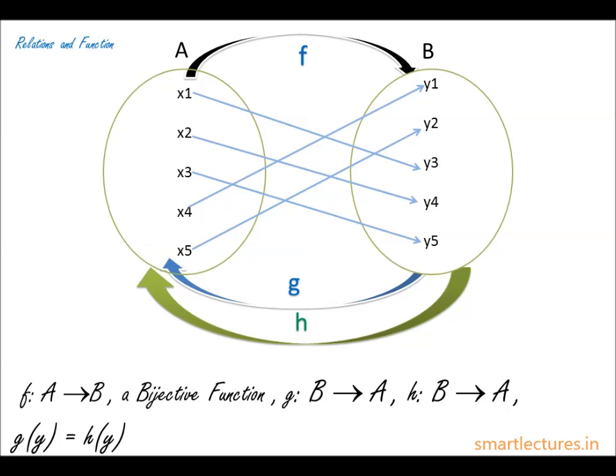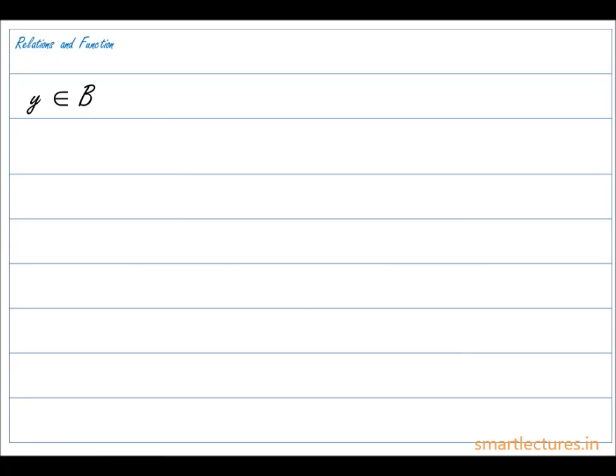And the function g will be equal to function h if and only if g of y is equal to h of y for all y which belong to the set B. And now to prove it, let y be any element from set B. And suppose g of y is equal to x1 and h of y is equal to x2.